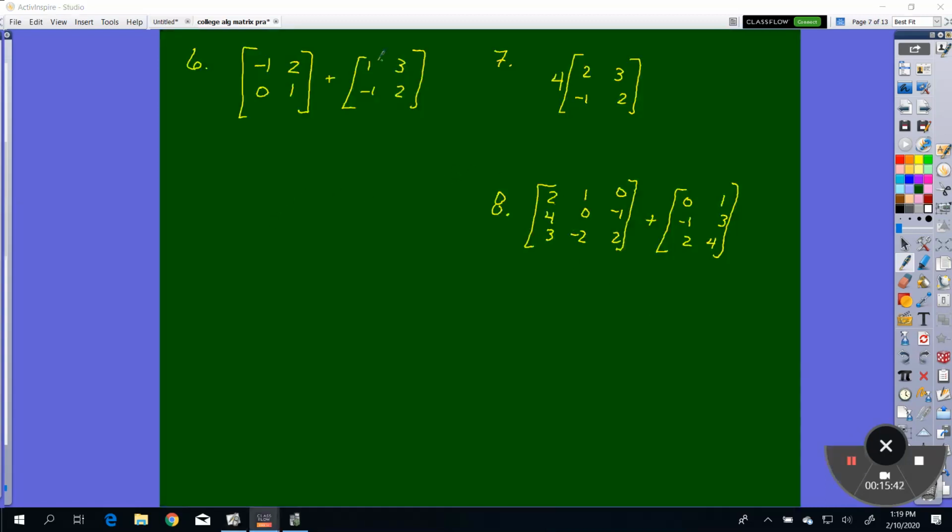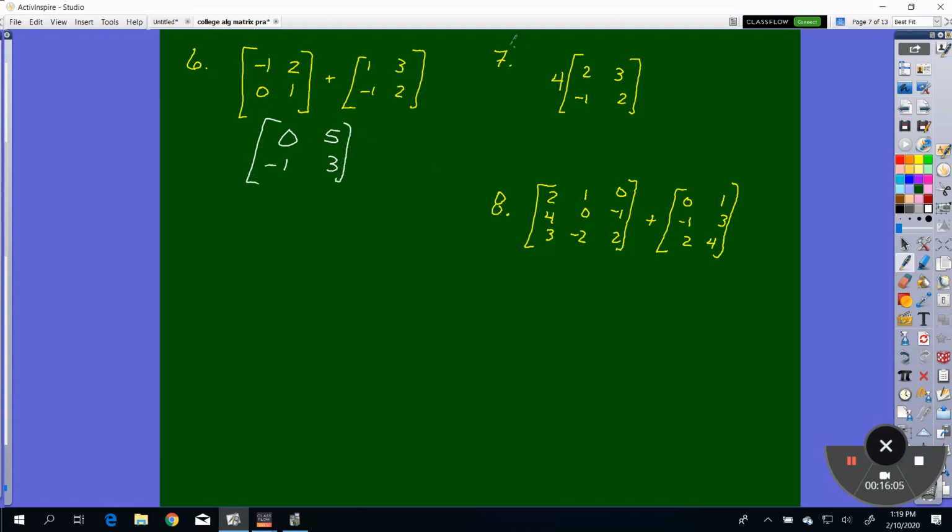Okay, so these ones you're supposed to add. Adding's fairly easy. You just add the first one to the first one, the second one to the second one, the next row, first one to first one, second one to second one. So negative 1 plus 1 is 0. 2 plus 3 is 5. 0 plus negative 1 is negative 1. 1 plus 2 is 3. And so that's the adding part.